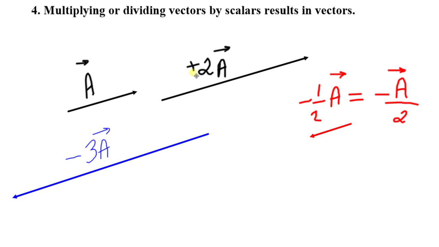And so on. So we have to take care of the scalar, whether it's positive or negative. If it's positive, then the direction stays the same and the vector is either enlarged or minimized. And if it's negative, we reverse the direction of the vector, as shown here in this minus 3A. Okay? Those are the four properties of vectors.